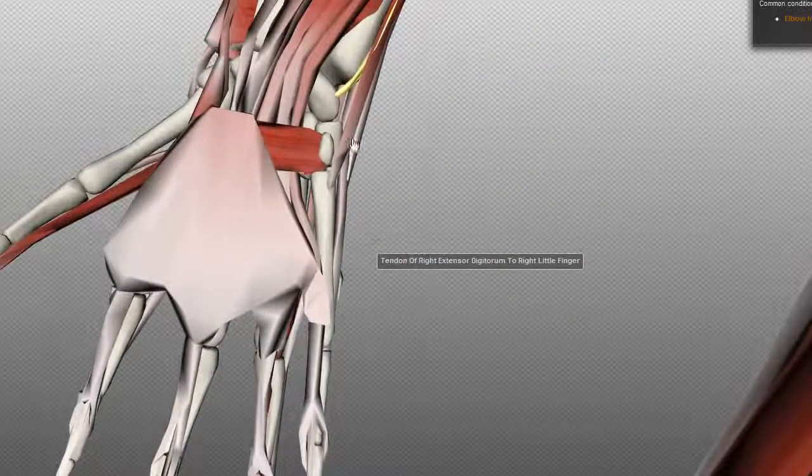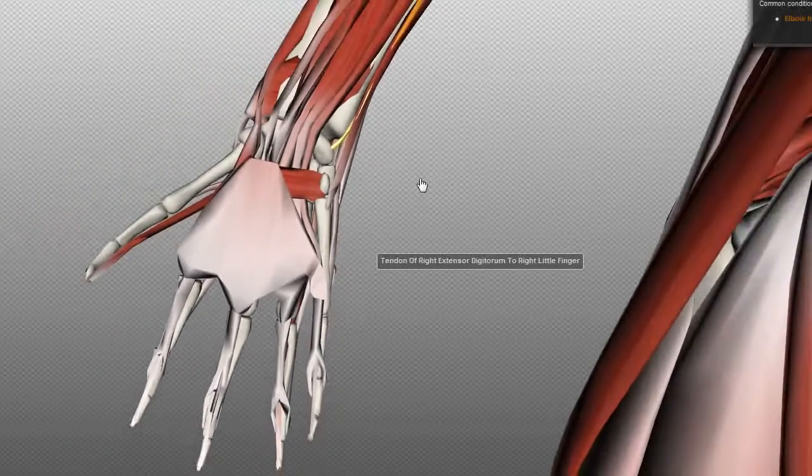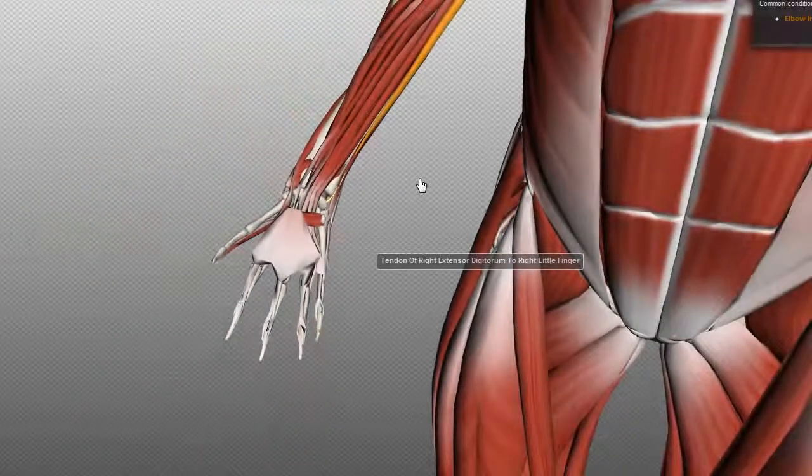So it inserts on this little bone here, and this pisiform bone, which I'll talk about in another tutorial, has ligaments which attach onto this fifth metacarpal. So what this muscle does when it contracts is that it flexes the wrist and adducts the wrist.